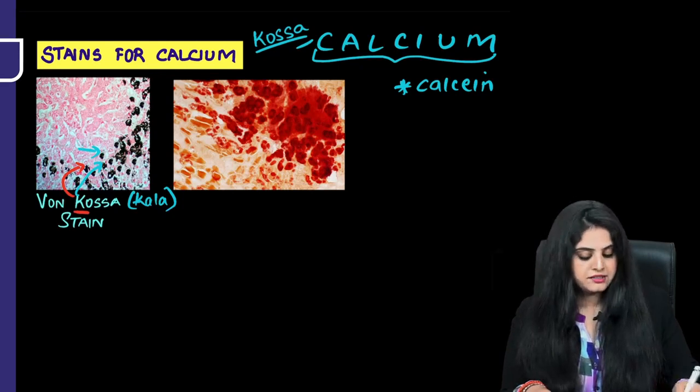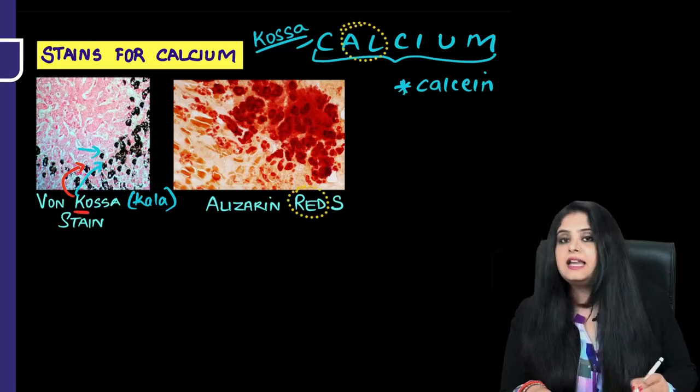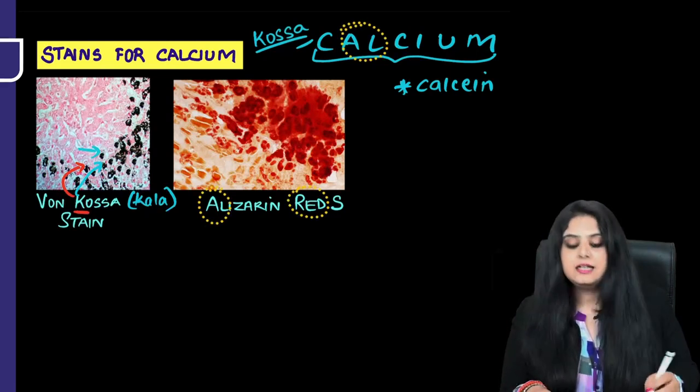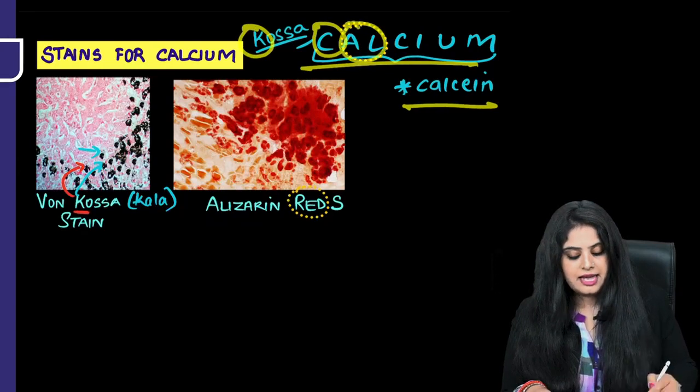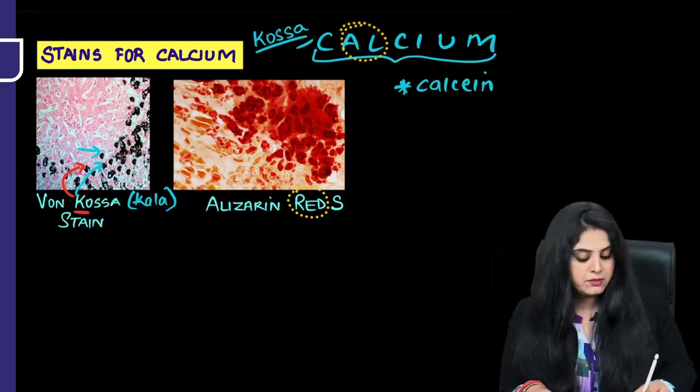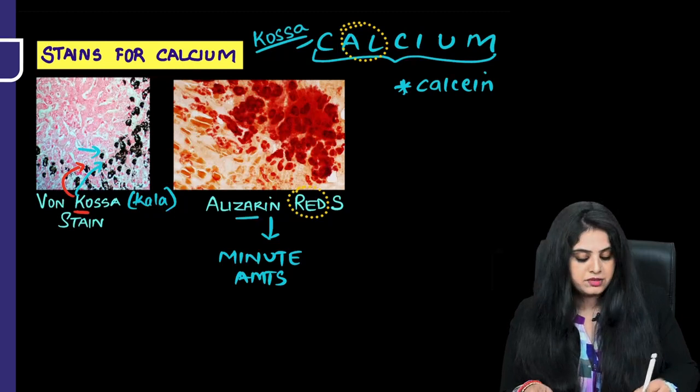Next you have a red color stain. So obviously that is alizarin red S, and that is how you had learned with the AL alphabets. You had learned alizarin red S. So repeating, calcium, calcein, calcium, Kossa, AL, alizarin red S, and which of them is used for staining minute amounts of calcium? So if you remember, alizarin red S was for zara sa calcium. Zara sa calcium means minute amount of calcium.